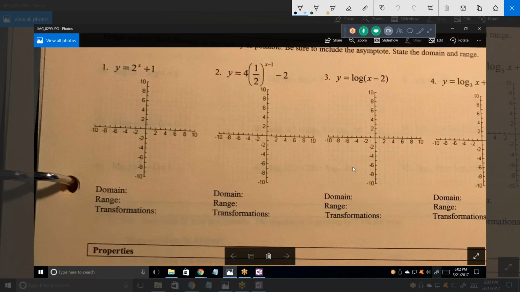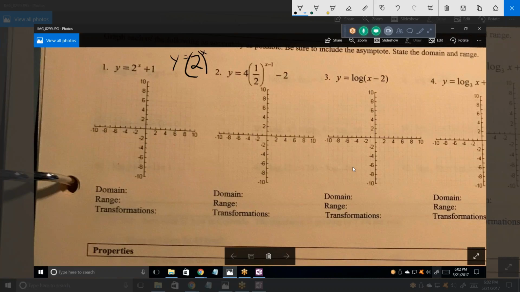What's the parent function here? Would it just be y equals 2 to the x? That's it, right there. That's it? Okay. That is an exponential function.